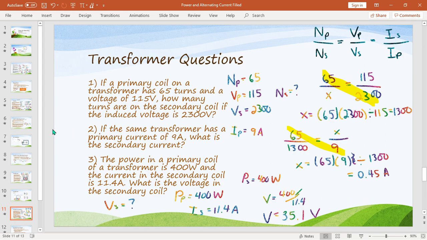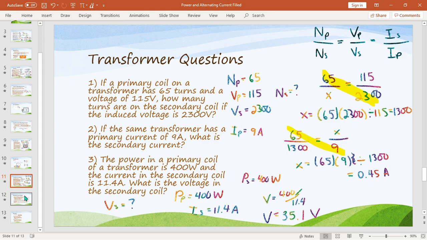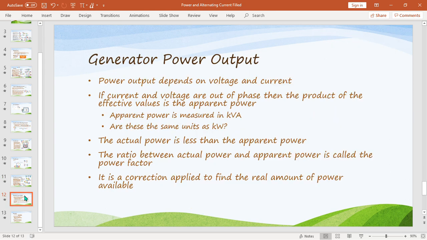Those are transformer questions. And the last random topic that we're going to talk about is generators. So power output depends on voltage and current. Of course it does, because P is equal to current times voltage. We're going to make apparent power. If you have your power and your current out of phase, you're just going to multiply by the effective value, that kind of 70% or 80%, whatever it is, to get it. And when you have apparent power, you measure it in kilovolt amps.